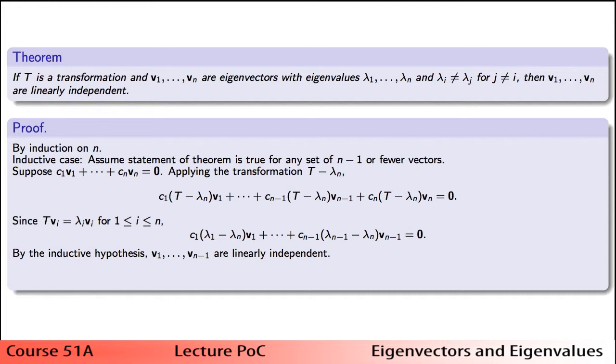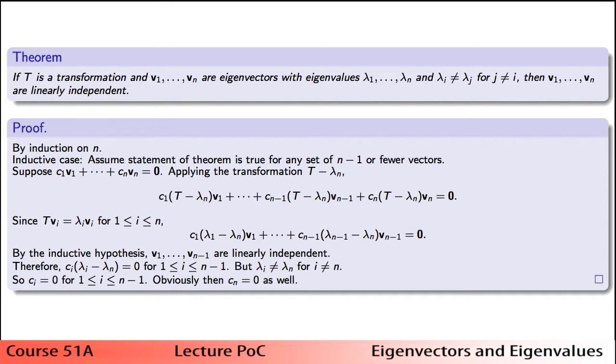I'm just going to scroll now. Obviously, then, Cn is 0 as well. So we've proven C1 through Cn are all 0, and we're done.